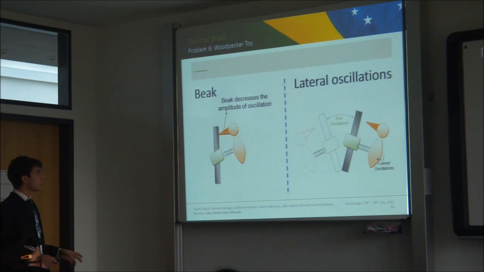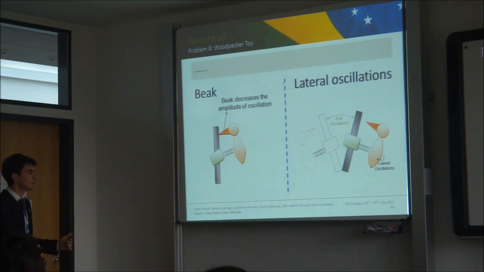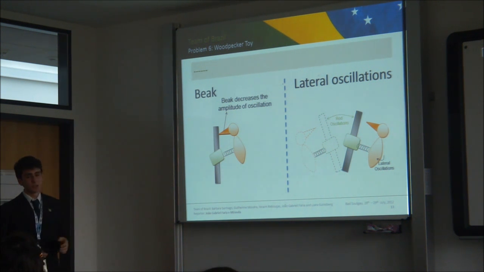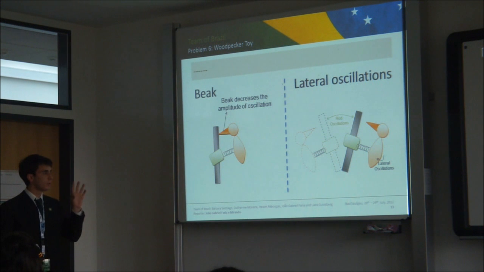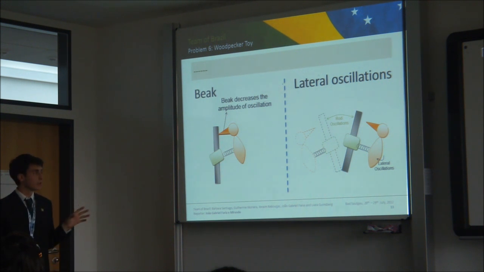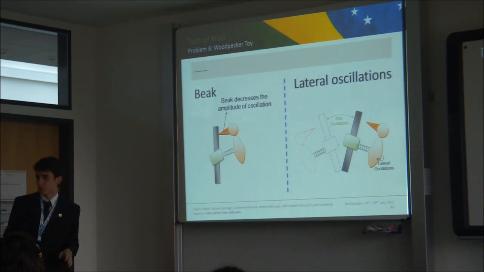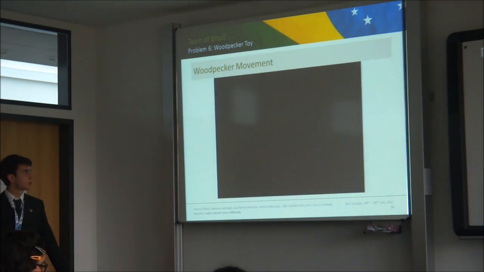The beak and the lateral oscillations are parameters that are not really important for the whole movement. The beak decreases the amplitude of oscillation, but not the period. And the lateral oscillations that happen in the toy are only due to the rod oscillations. So we can fix this, and it won't interfere in our experiments or other measurements.